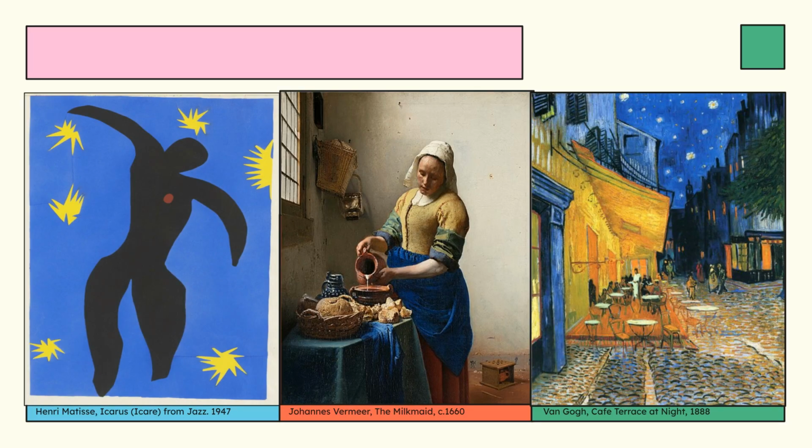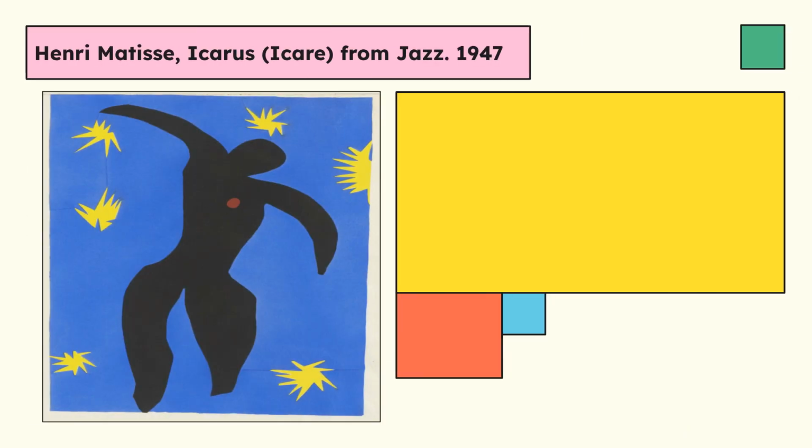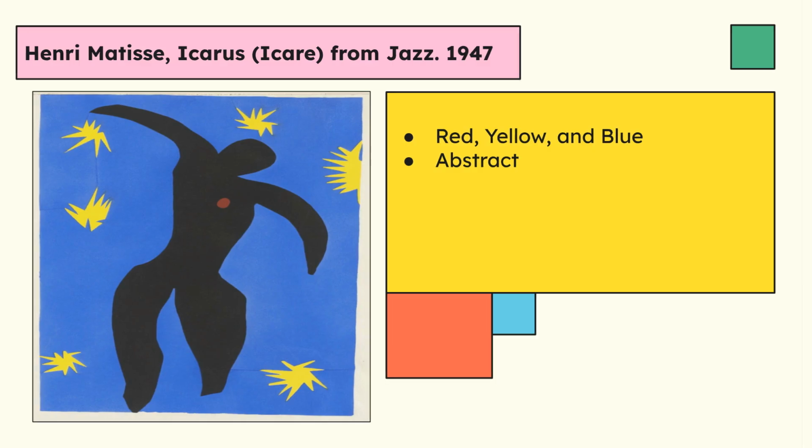These are a few examples of triadic schemes appearing in famous artworks, from the bold primary colors of Matisse's work to the vibrant light and shadow in Van Gogh's Café Terrace at Night. Each artwork uses color to guide attention and create mood, even when the styles are very different. In this abstract work of Icarus, it uses the primary colors red, yellow, and blue, which form a strong triadic color scheme. The colors are bold and simple, which makes the composition feel strong and graphic.